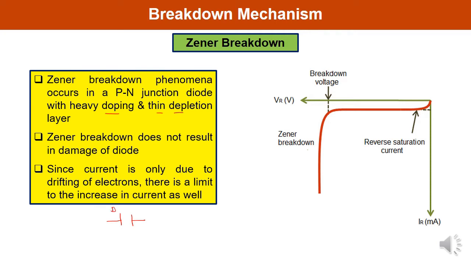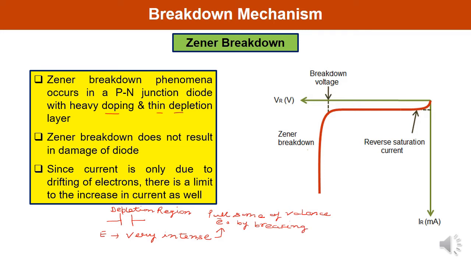Let me write it: depletion region. It means the electric field, which is voltage per unit distance, will be very intense across this depletion region, and this intense electric field can pull some of the valence electrons by breaking covalent bonds.